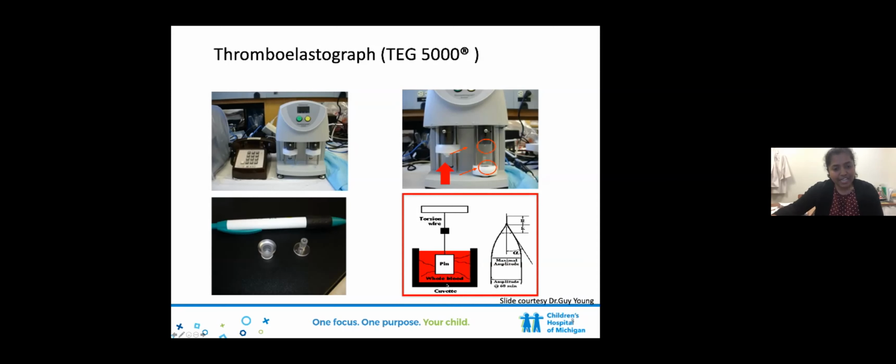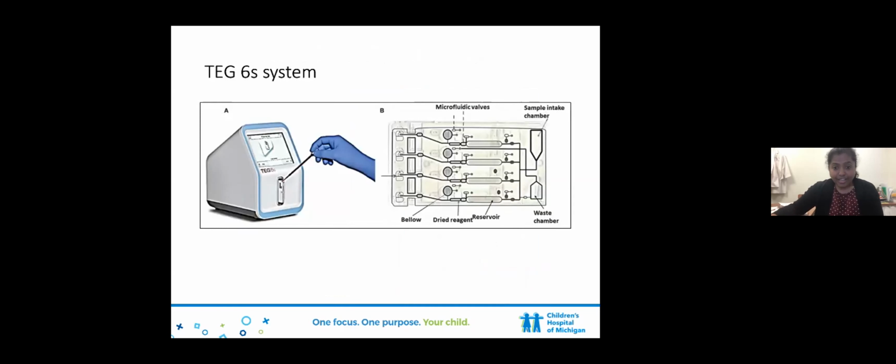And so this change in viscosity that forces this cup and pin to move together then results in changes that are picked up by this torsion wire, and the curve that we are very familiar with in terms of the TEG tracing. So today we have the TEG6S, which also measures changes in viscoelasticity, but uses resonant frequency technology.